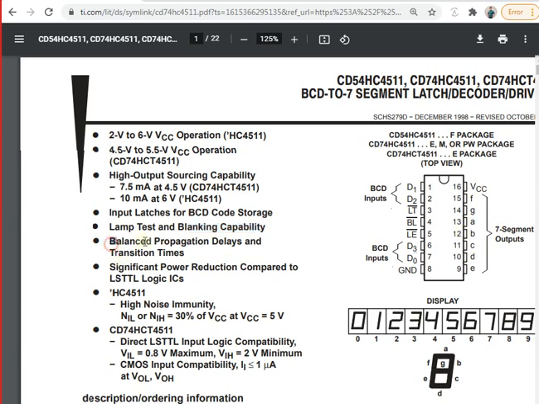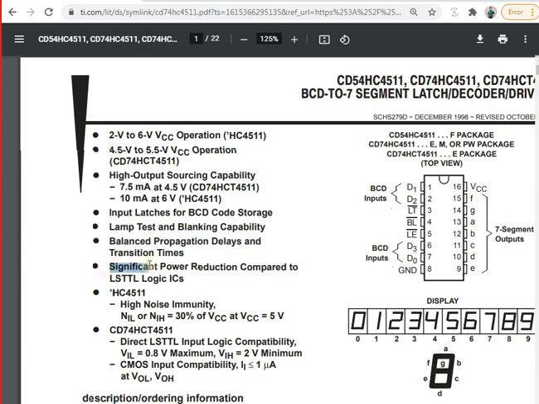Then the next thing, balanced propagation delays and transition times, which means that all the segments F, G, A, B, C, D, E, all of them have a balanced propagation delay. It's not like this: if you are giving a continuous signal, all of them are going to have a continuous equal propagation delay time.